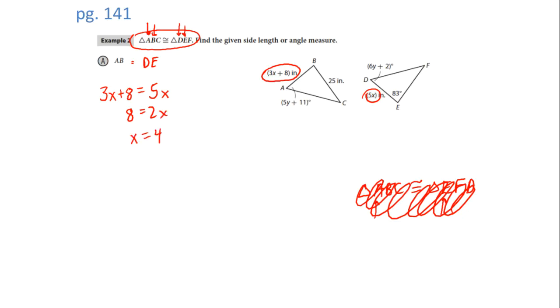Now we're not done yet, because the problem doesn't say find x. The problem says find AB. Well, we knew that AB was equal to 3x plus 8. Instead of x, I can put the number 4. 12 plus 8 is 20. This problem didn't say find x. It said find AB. So once we know x, we can plug it in to solve for the thing that we want.